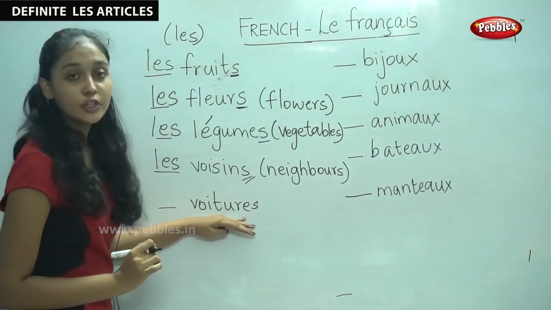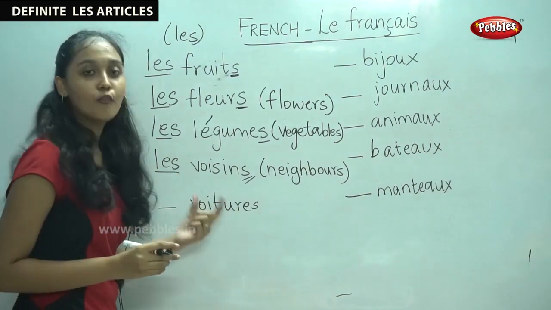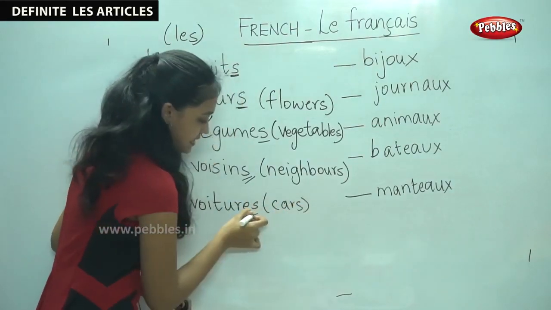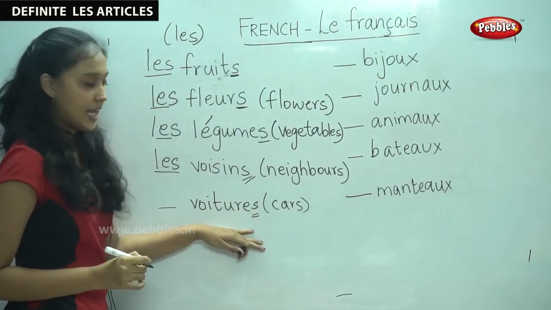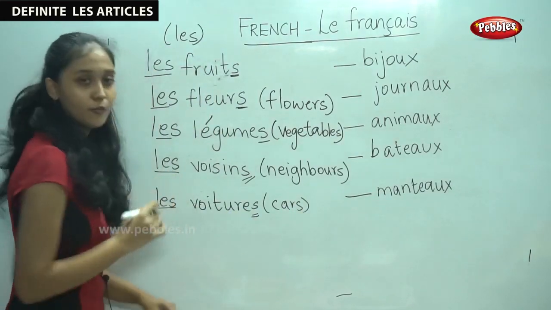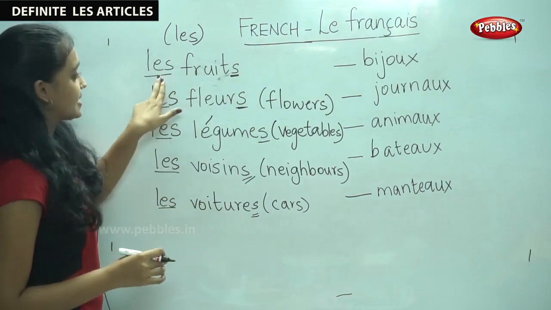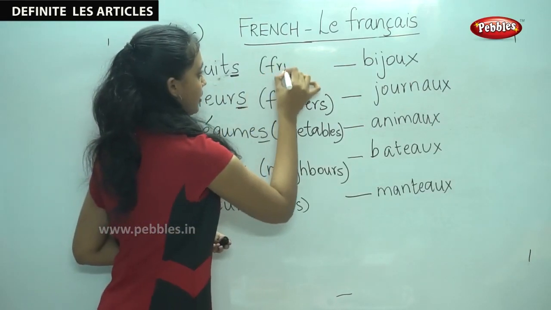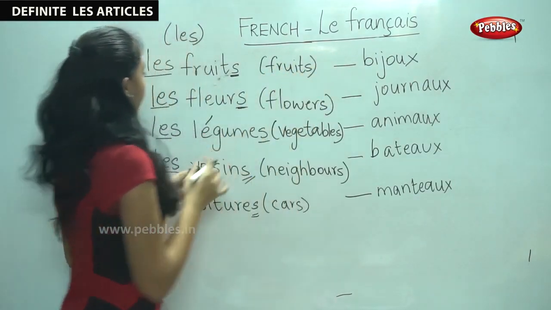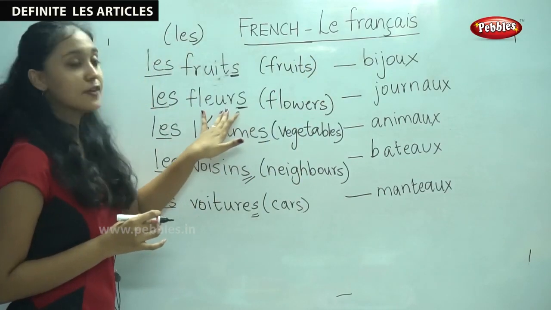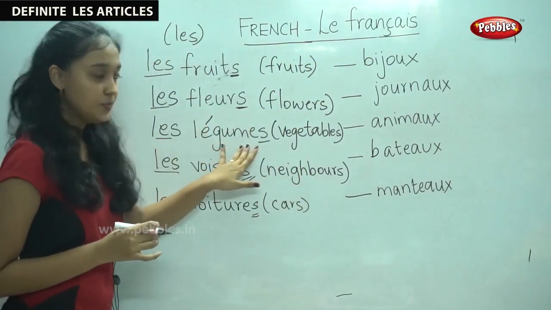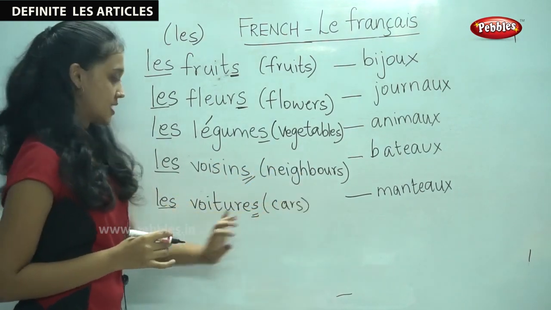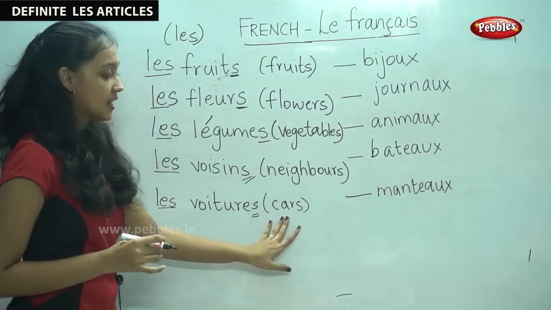This word is voitures. See the pronunciation. Voiture means car. Since there is an S, it is in the plural form. Therefore, we say les voitures. Let us see these words once again. Les fruits, which is the fruits. Les fleurs, which is the flowers. Les légumes, which is vegetables. Les voisins, neighbors. Les voitures, cars.